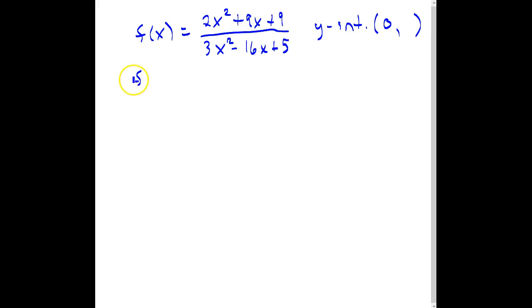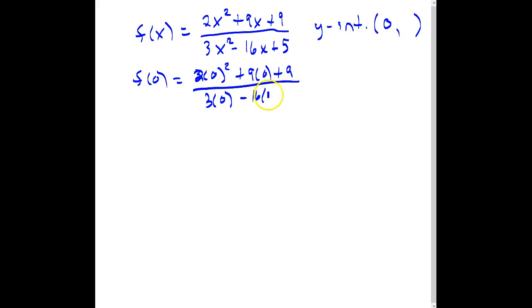So for my y-intercept, I'm going to plug 0 in everywhere. Oh, that should be a 2, not a 3. Everywhere I have an x. And as I said, this is probably one of the easier ones to find. Minus 16 times 0 plus 5. So these all end up being 0 because 0 times anything is 0. So I'm left with 9 over 5. So it looks like my y-intercept is 0, 9/5.